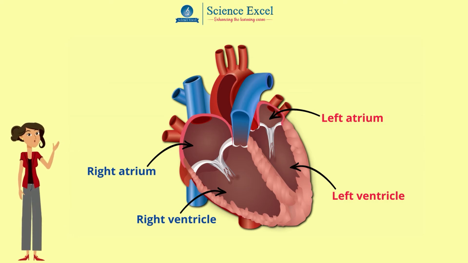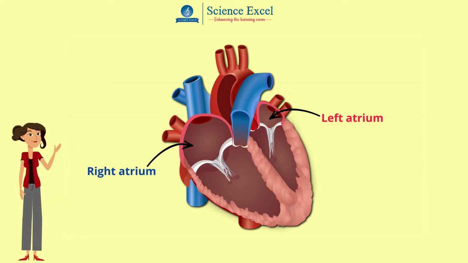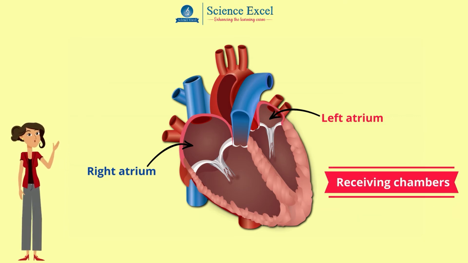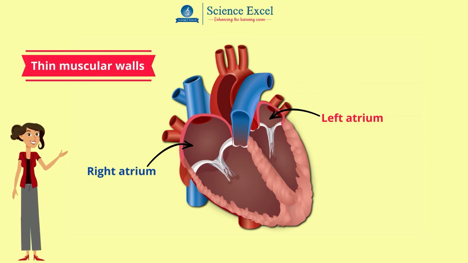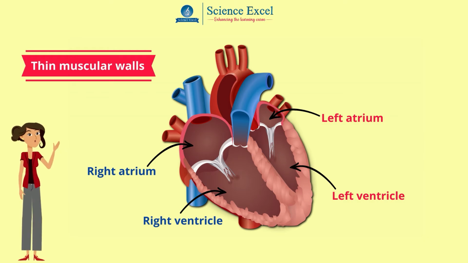The upper two chambers are atria. Each one is called an atrium. The atria are called the receiving chambers as they receive blood from the different parts of the body. They have thin muscular walls. Do you know why atria have thin walls? Well, atria supply blood to the ventricles which lie very close to it. This blood has a much lower pressure. Hence, atria have thin walls.